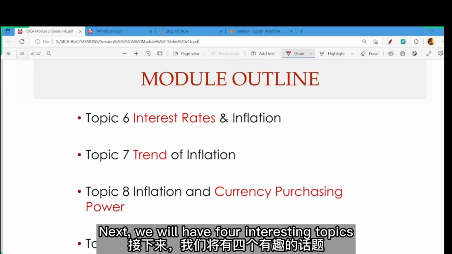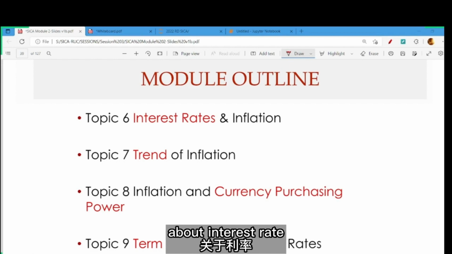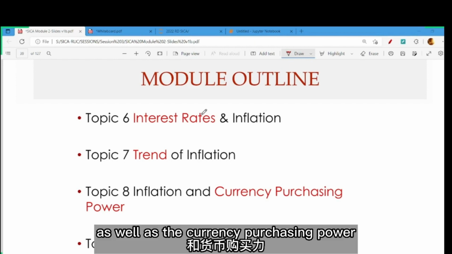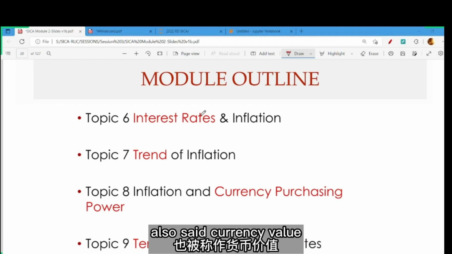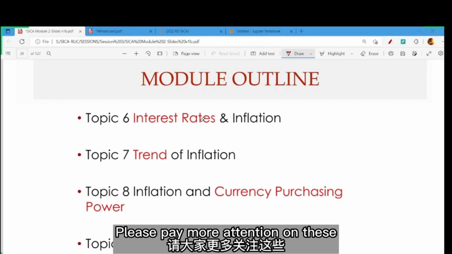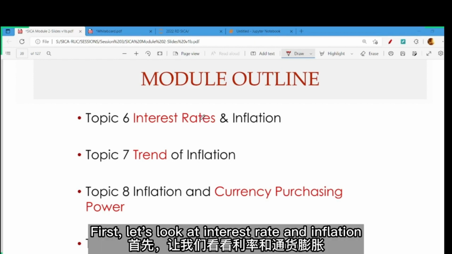Next, we will have 4 interesting topics about interest rate, about inflation, about the term structure of interest rate, as well as the currency purchasing power, also said currency value. These are very interesting topics. Please pay more attention on this. First, let's look at interest rate and inflation.